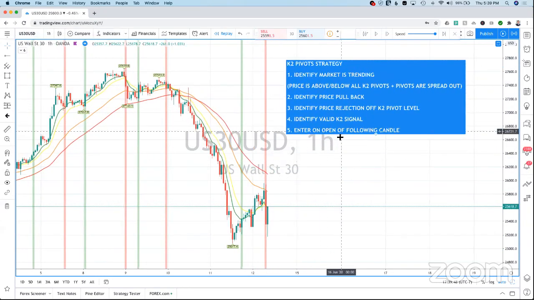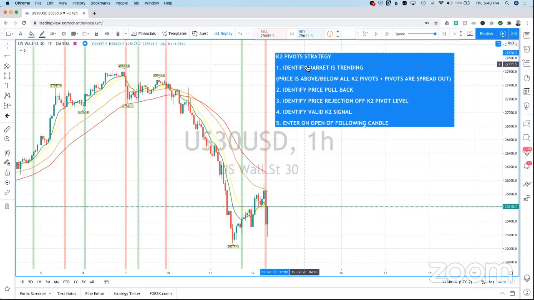First, you want to identify that the market is trending downwards. So right here, you can see that price was trending downwards because price was below the K2 pivot levels. And then you can see that the pivots are spread out. You can see that we have level 1, level 2, level 3, and level 4. They're all spread out. It's trending down pretty heavy. First requirement's met.